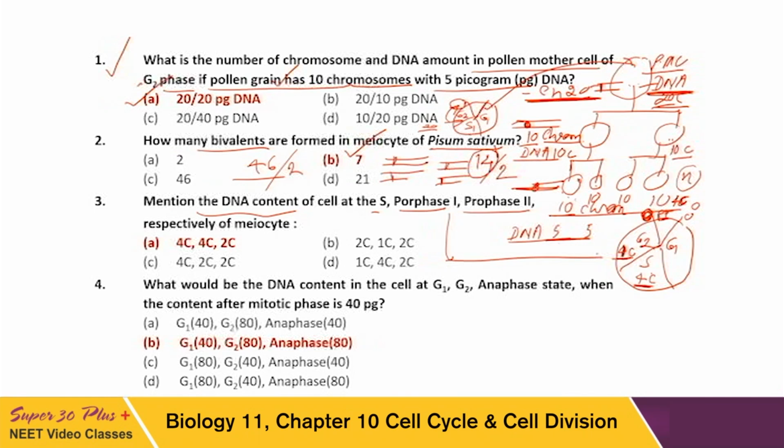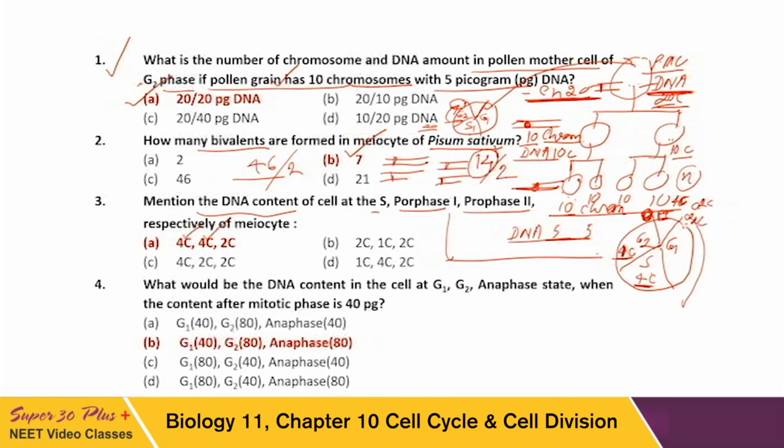If the S phase is having 4C, then prophase first will also have how much? 4C. Now these 2 daughter cells have been formed. In the daughter cells, how much amount of DNA will there be? That will be 2C and 2C.